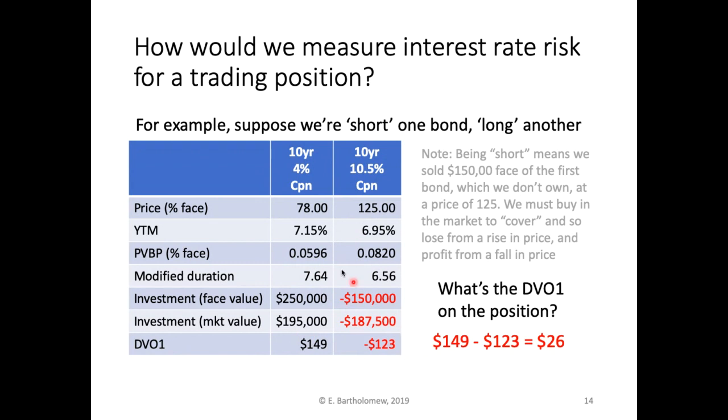So what does that mean? That means if the yield on each of these bonds rises by 1 basis point, the loss that we experience on this bond will be partially offset by the gain we have on this bond, or vice versa. So if we had a fall in rates, the gain we get on this bond, bond 1, would be offset by the loss we would have on the second bond. So the net exposure in this case is $26 to a parallel rate, same rate move on both bonds.